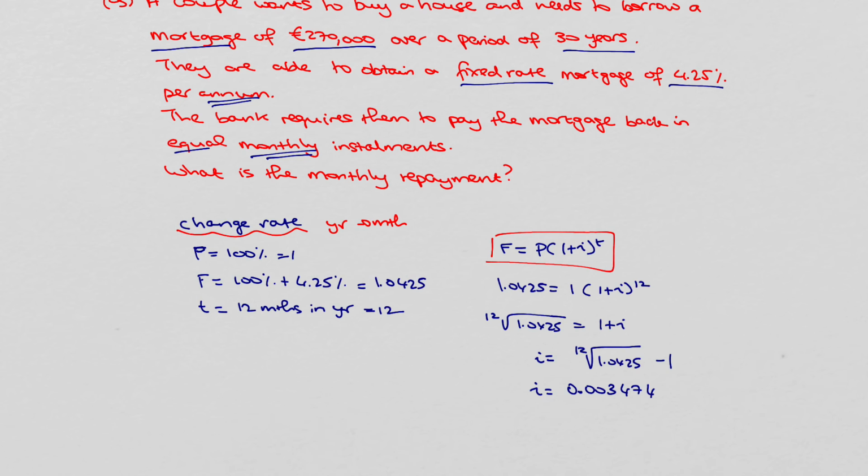So now we know what I is, we can sub into our formula, because P is our mortgage amount, so 270,000. I is our interest rate, which is 0.003474, and that's monthly. Our time is 30 years, but we have to change that to months because the repayments are monthly. So therefore that's going to be 360, and we're looking for A.